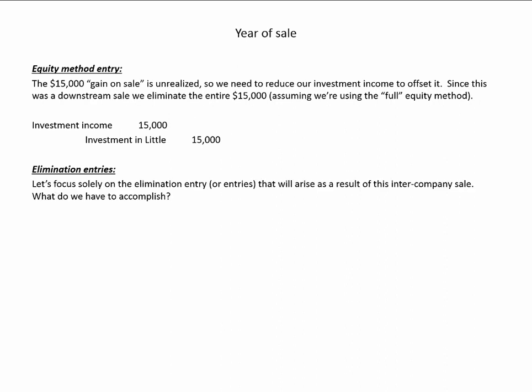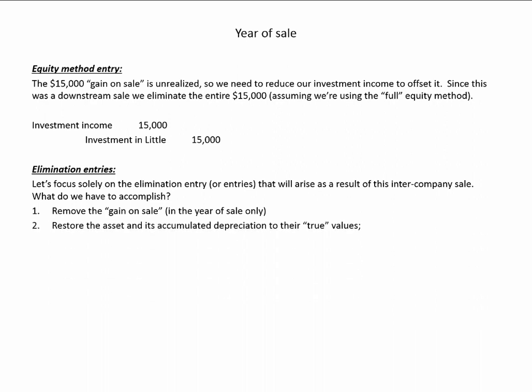Our elimination entries, again, think of what we have to do. Let's focus solely on the elimination entry arising from this transaction. What do we have to accomplish? Well, first we have to remove the gain on sale, and that's going to be removed in the year of sale only, just as was the case with the intercompany sale of land. We need to restore the asset and its accumulated depreciation accounts to their true values, and we also are going to need to adjust depreciation expense to its true value as well.